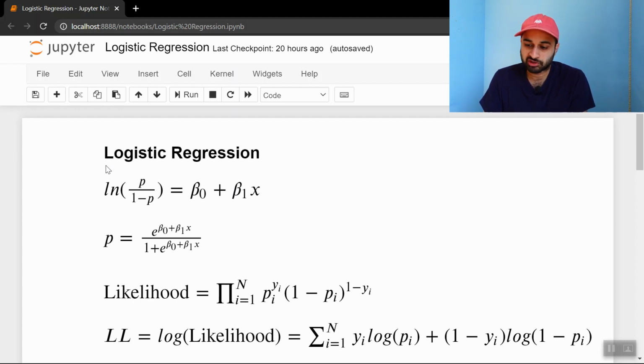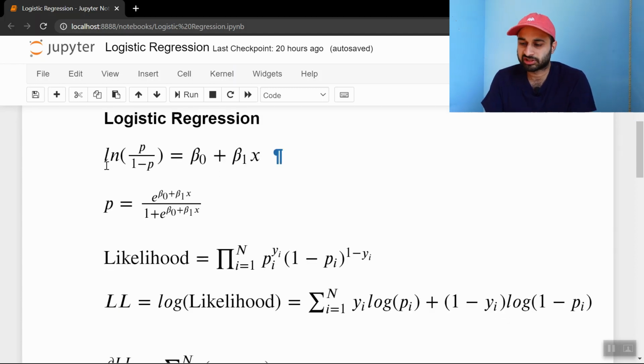We can rearrange this equation and solve for p instead, p being the probability that some observation belongs to class 1 instead of class 0. And p is equal to this quantity e to the beta naught plus beta 1x divided by 1 plus the same thing. So you probably saw this if you watched the theoretical videos we had on logistic regression.